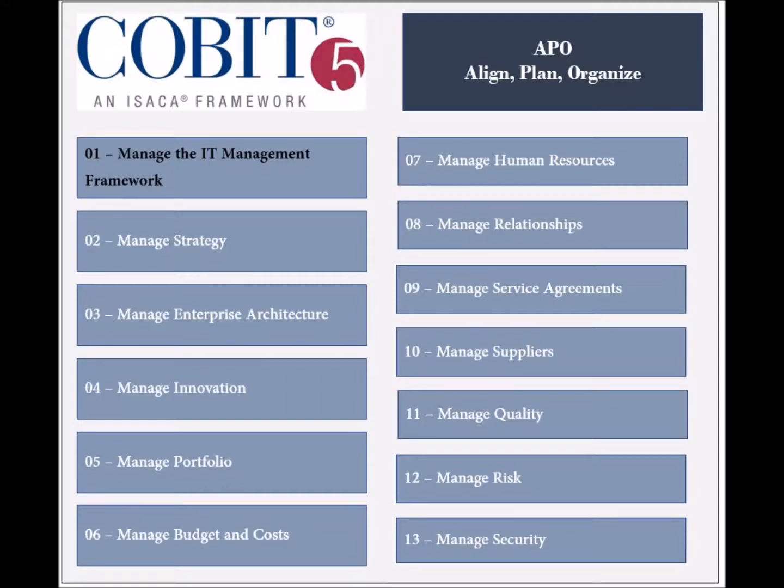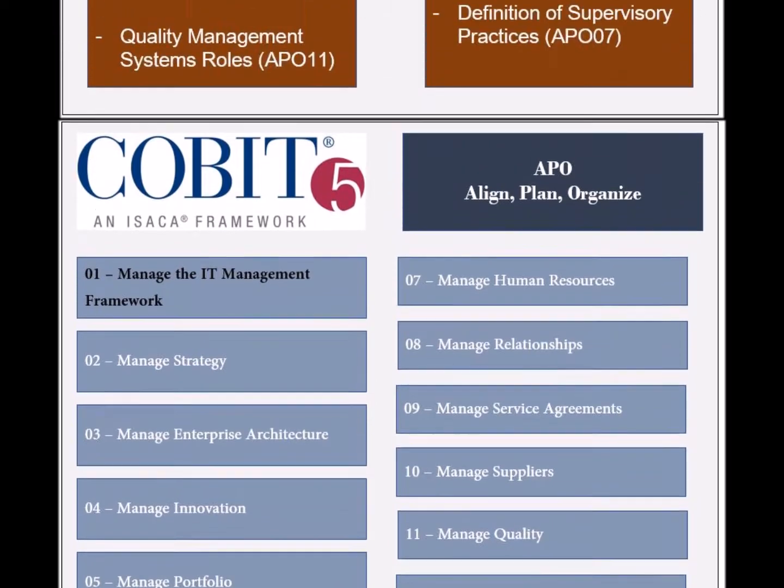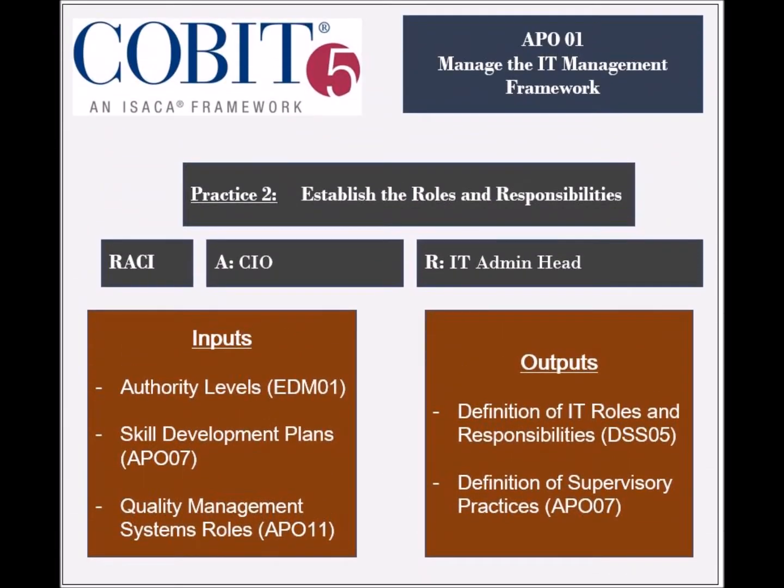The process APO01, which is manage the IT management framework, has 8 practices. The second practice is to establish roles and responsibilities. From a RACI charts perspective, the entity that is responsible for this practice is the head IT administration, whereas the entity that is accountable is the Chief Information Officer.